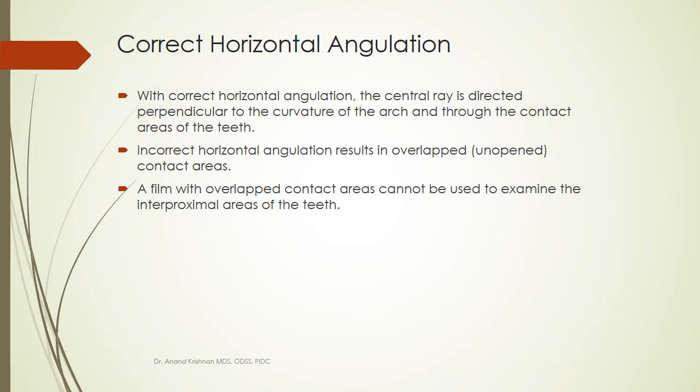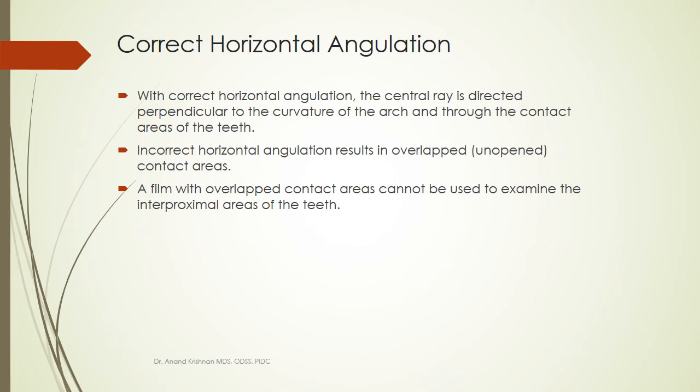You have to ensure that the external surface or the nozzle of the tube head is almost parallel to that of the tooth of interest, or the central ray is directly aimed between the interdental areas, not at the tooth but at the interdental areas, so you are able to distinctly get each tooth.